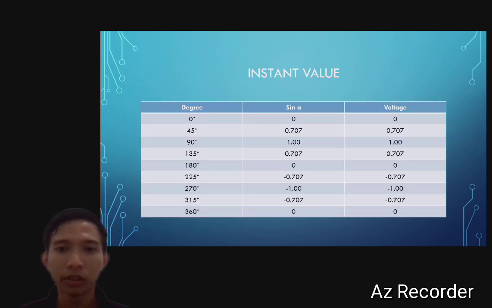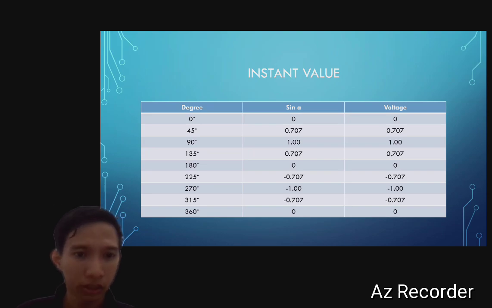Next, we need to talk about instant value. As you guys know, at certain degrees, which are 90 and 270 degrees, we have the highest point of voltage. The highest point is like the peak, and the lowest point is the valley. In this table, we can see that at 90 degrees, sin alpha is 1. And we also have 270 degrees, where sin alpha is minus 1.